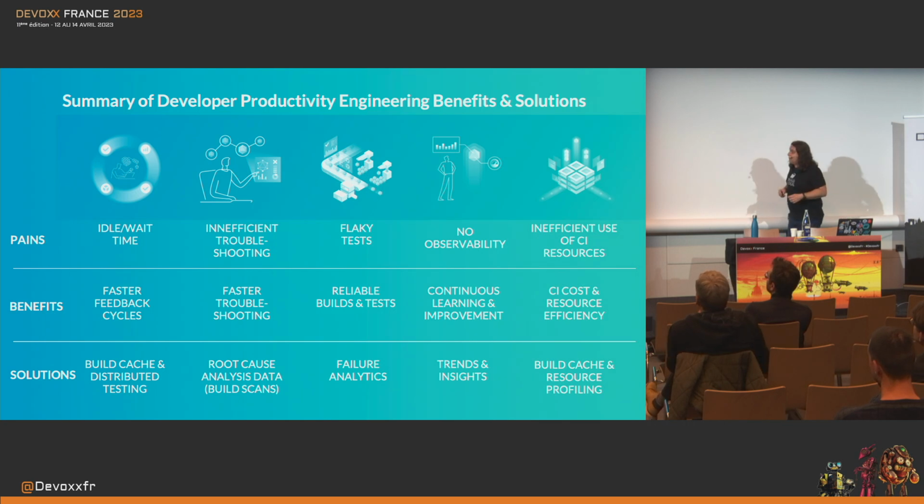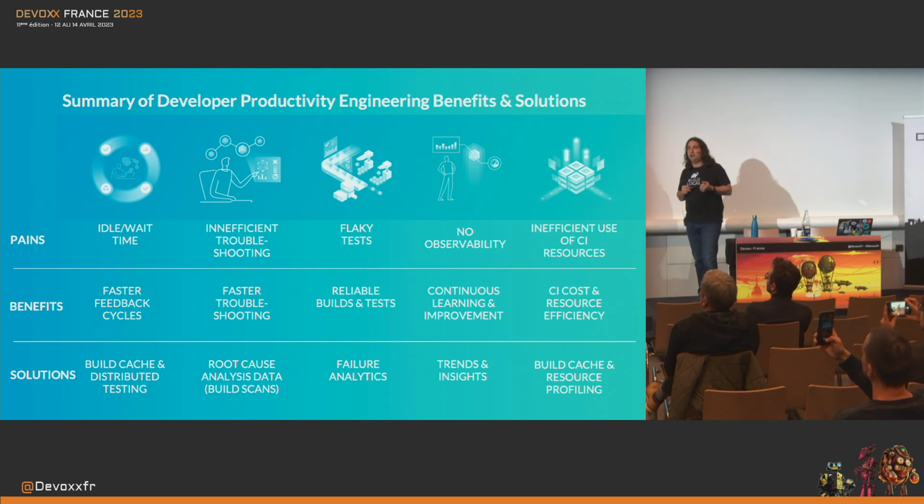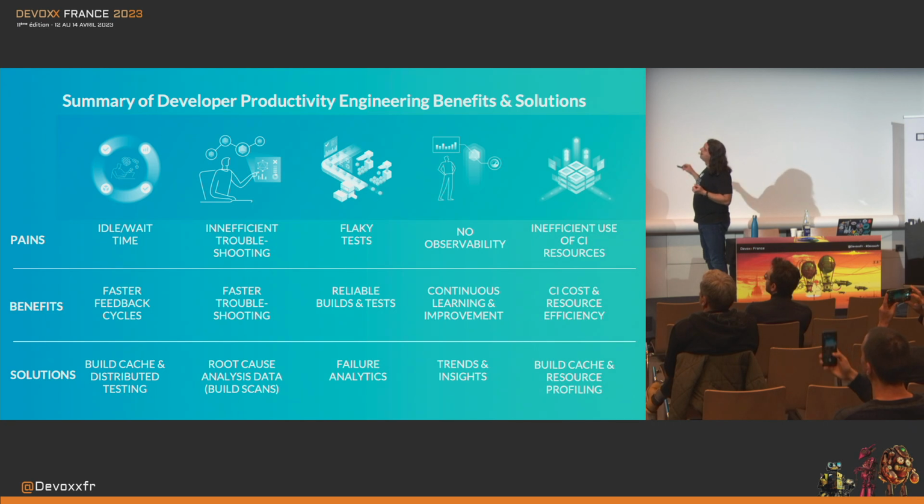Okay, so kind of in summary, what should you be doing? Well, these are the pain points that you should be focusing on. Idle and wait time for developers. We want faster feedback cycles. And now we see that we've got build cache, distributed testing, and predictive test selection that can help us with the acceleration. What do we have? Inefficient troubleshooting. And what do we want? Faster troubleshooting with root cause analysis data.